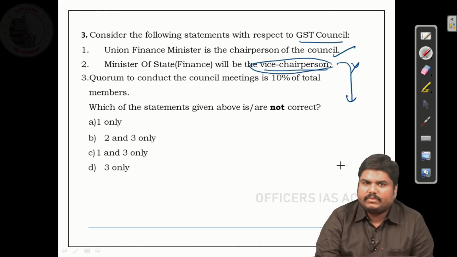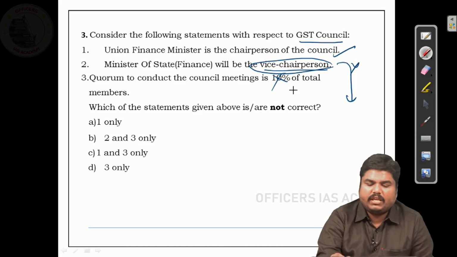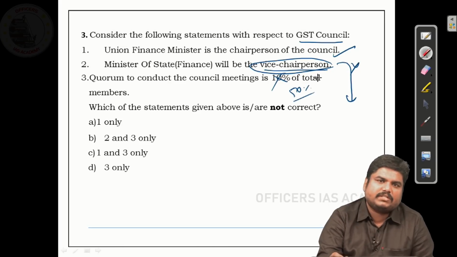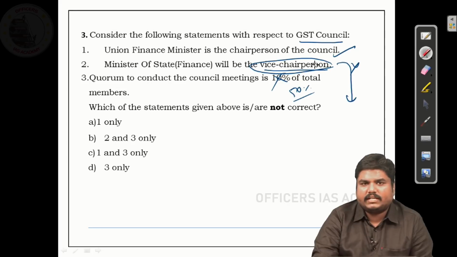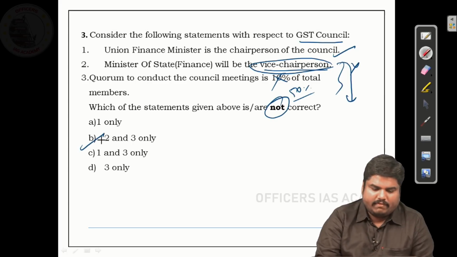Quorum to conduct. Quorum means the minimum attendance required to conduct the meeting. That is not 10%, that is going to be 50%. At least 50% of the house has to be present to conduct a GST Council meet. The question is about not correct statements. 2 and 3 are not correct. So answer is B, 2 and 3 only.